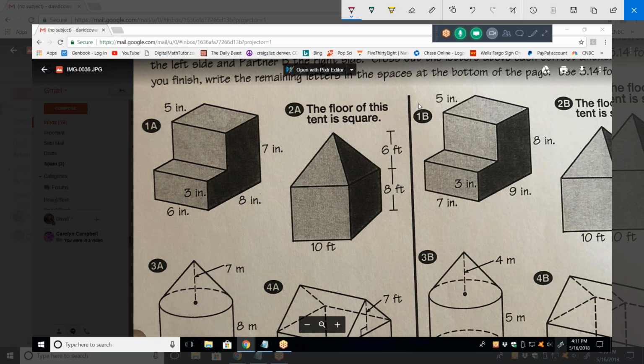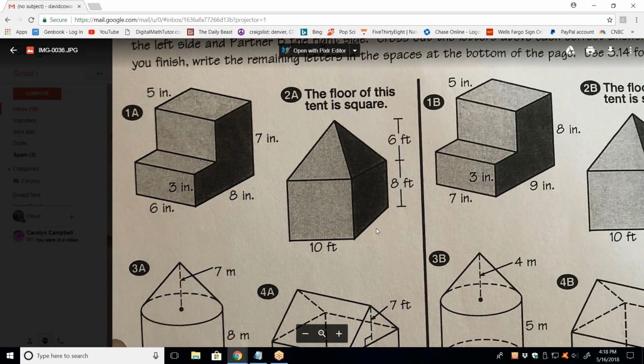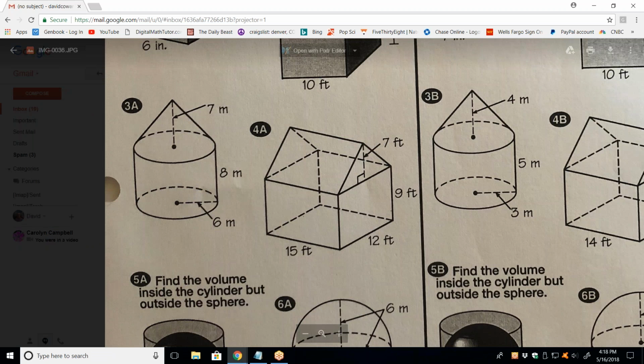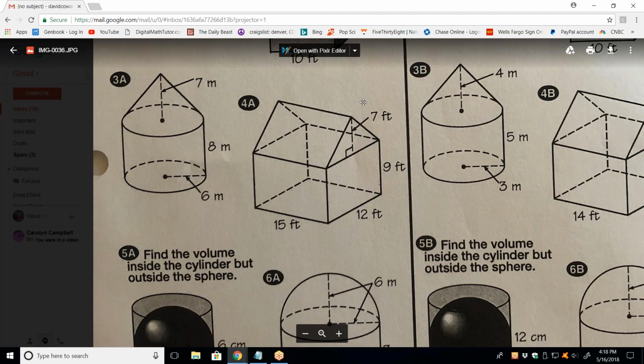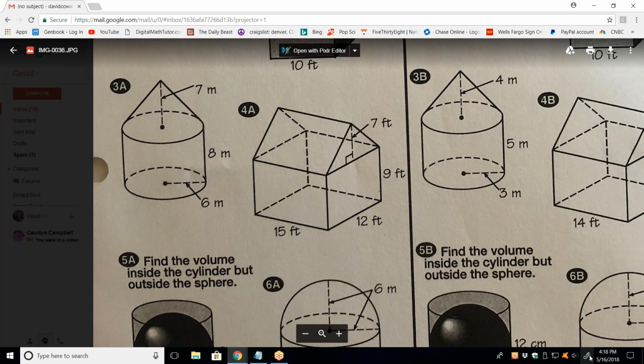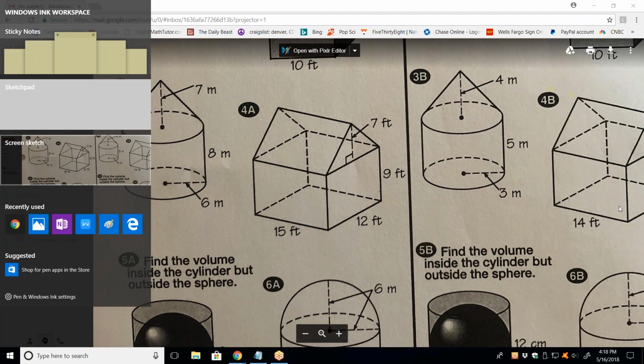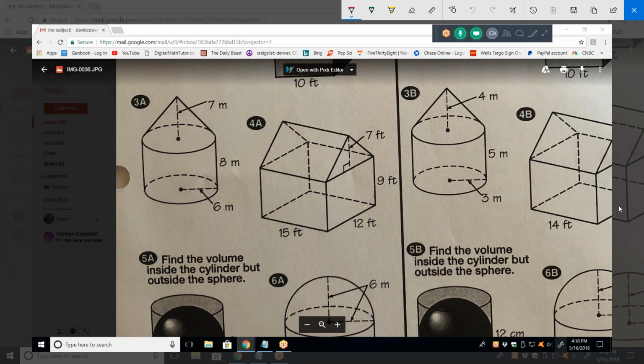Now, can we try to do the volume and surface area of 3A? Sure. Scroll down. Again, we're going to separate it into two figures. Let's talk about volume first. What is the volume of this object? What's the volume of the bottom? What's the volume of the right cylinder?